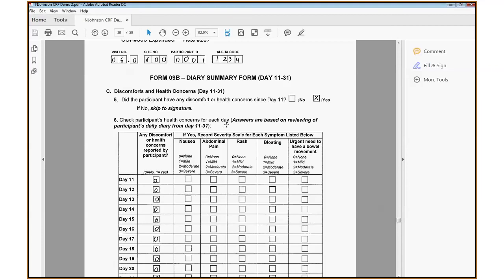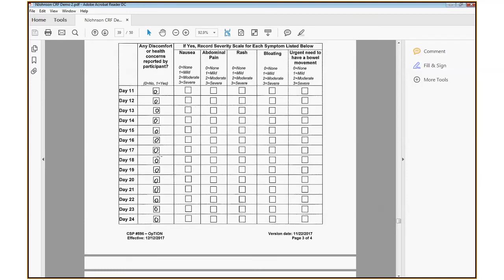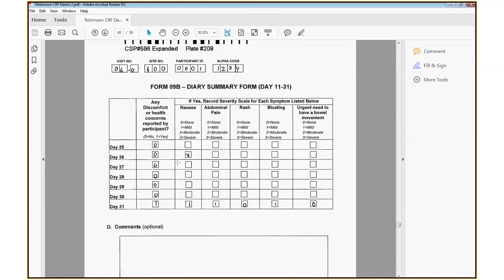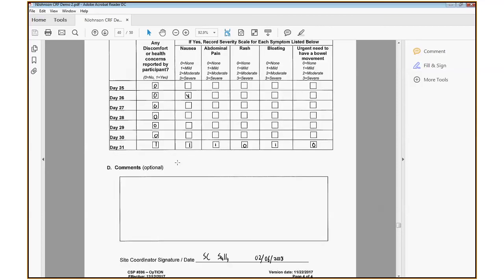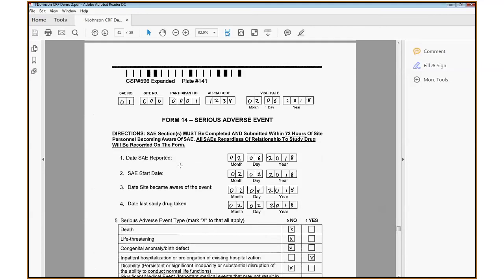Discomforts and health concerns. Did the participant have any discomforts and health concerns? If so, this will be completed in the same way as the previous version. Since there was a hospitalization, the serious adverse event occurred, which has to be reported. SAE forms must be completed and submitted within 72 hours of site personnel becoming aware of the SAE. All SAEs regarding a relationship to the study drug will be recorded on this form.